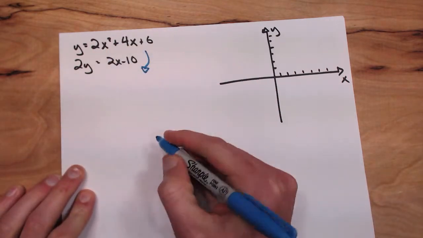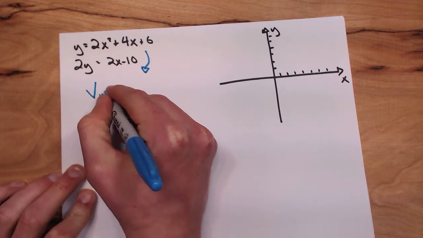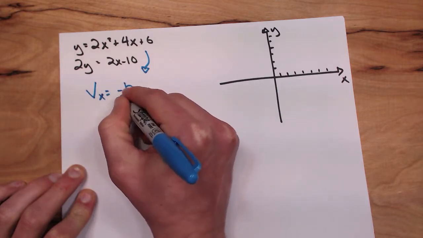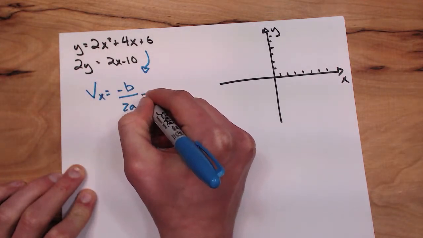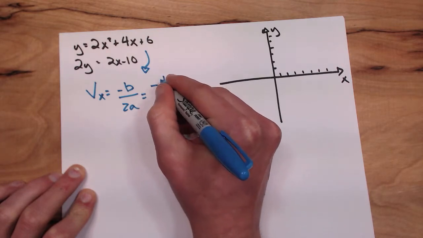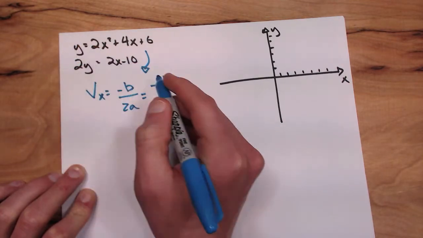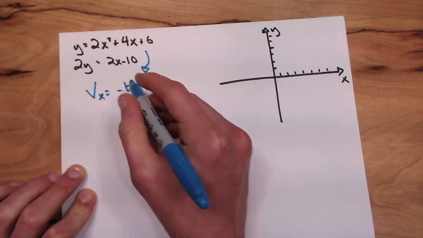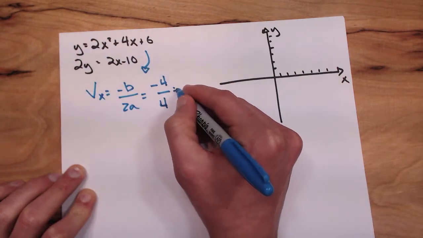So to do that, we'll do the x-coordinate of our vertex, v sub x equals negative b over 2a. Alright, so we have negative 4 divided by 2 times 2, which is 4. A is 2 in this problem, so we get negative 1.